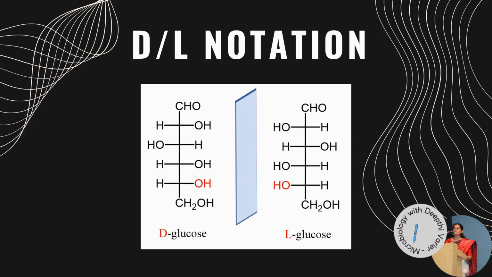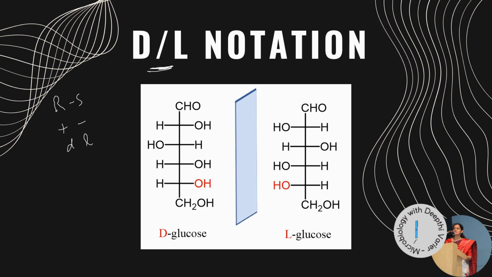Apart from this, you would have also heard of RS notations, or plus minus notations, or even DL notations. But when we come to carbohydrates, we usually talk about notations, or the notations which are most commonly used are the capital D and capital L notations.